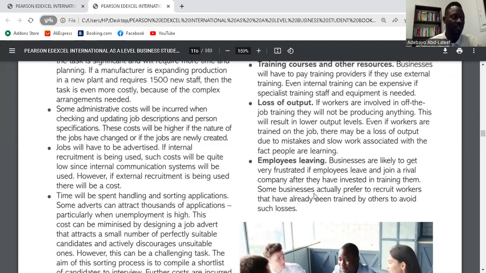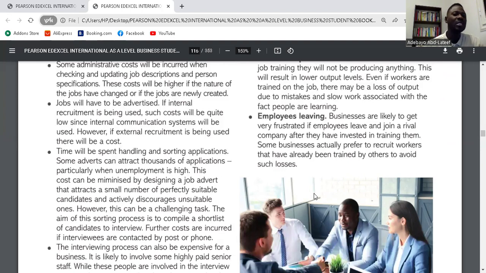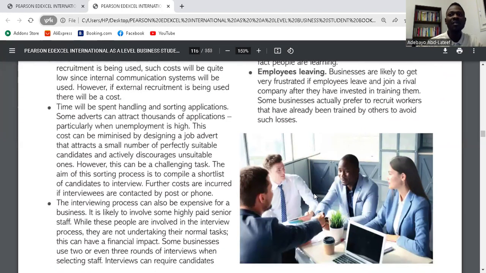Jobs will have to be advertised, so you have to spend on advertisement if it is external recruitment. Time will be spent handling and sorting applications. A lot of candidates will apply, thousands of them, so you have to select the ones you will shortlist for interview. That takes time. The interview takes time too, but not as much as sorting applications, when thousands of people apply.